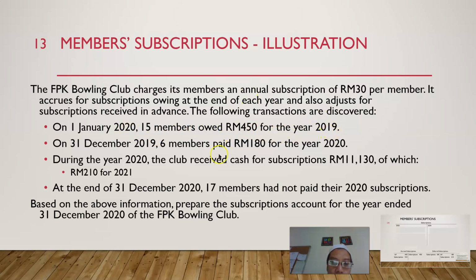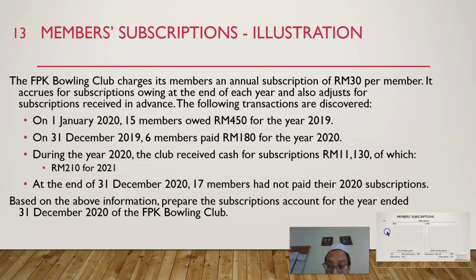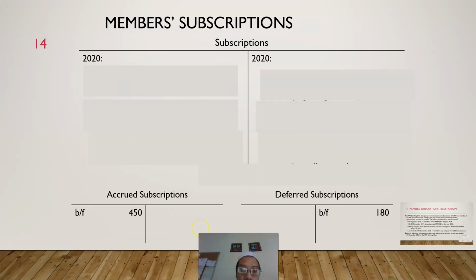So the current year is 2020. But at the beginning of the year 2020, there are still 15 members who have not yet paid the subscription fees for the previous year 2019. Because there's an accrued subscription, at the end of 2019 there would be a brought forward balance in the accrued subscription account of 450.